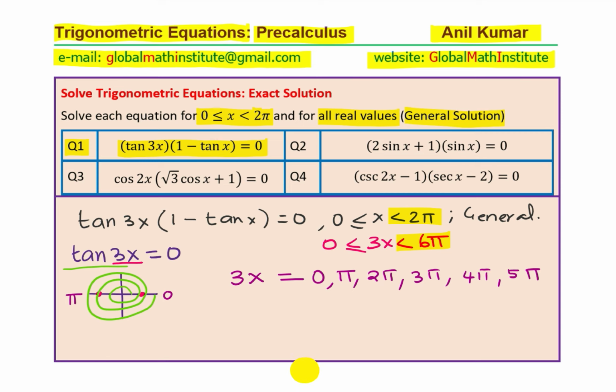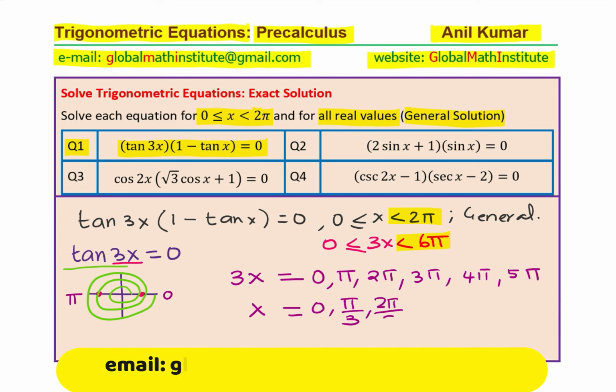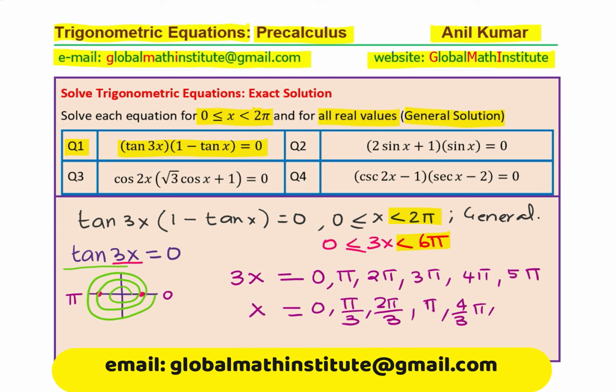You get the idea? And from here, we get the value of x, which is equal to, dividing by 3, we get 0. Divided by 3 is 0. Pi by 3, correct? 2 pi by 3. 3 pi by 3 means pi. 4 pi by 3, correct? And 5 pi by 3. Makes sense? So these are the solutions within 0 to 2 pi for tan 3x equals 0 alone, right?